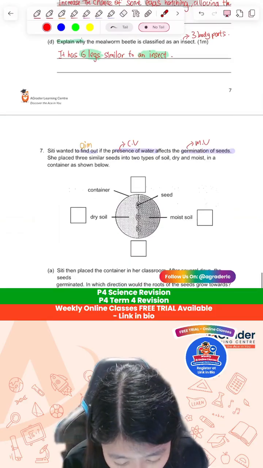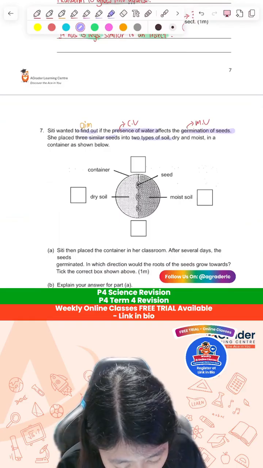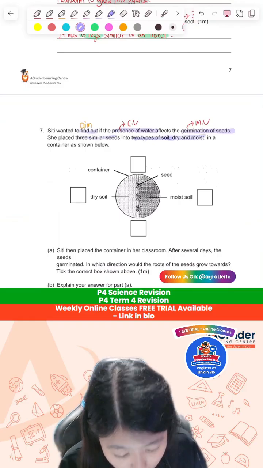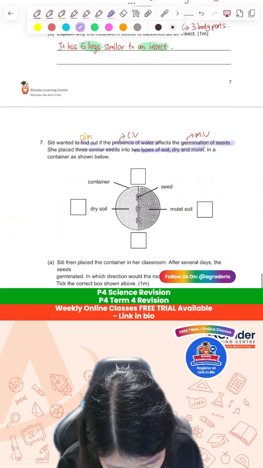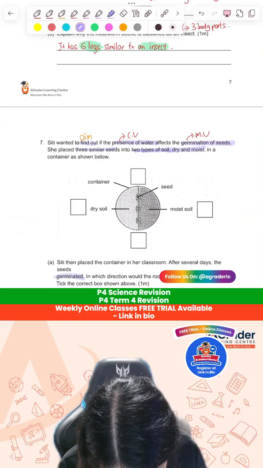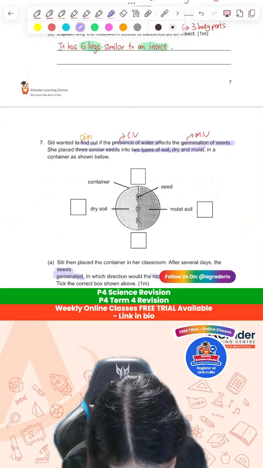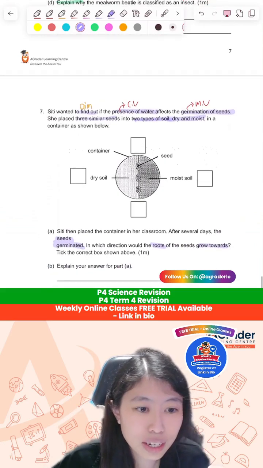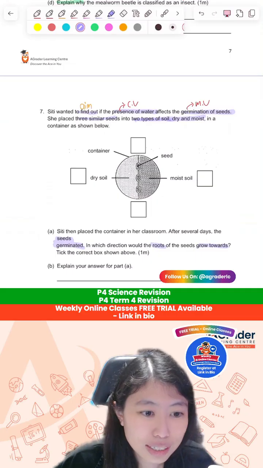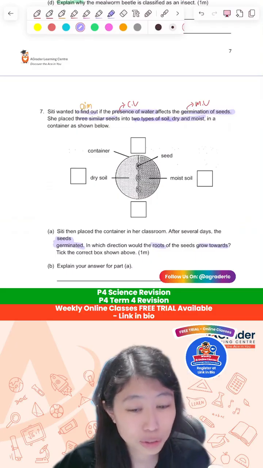She placed 3 similar seeds, everything else the same. The soil, dry or moist, has something to do with water. And what happened is that the seeds germinated. Which direction will the roots grow towards? Think carefully. Roots will grow towards the what? Yes, the moist soil, the water.